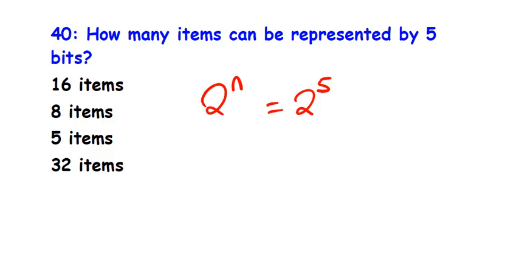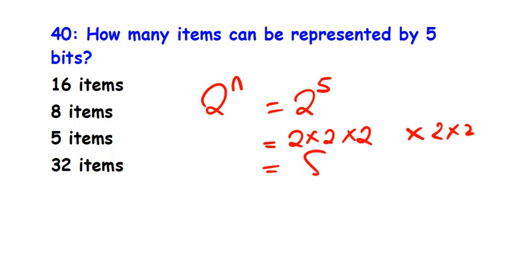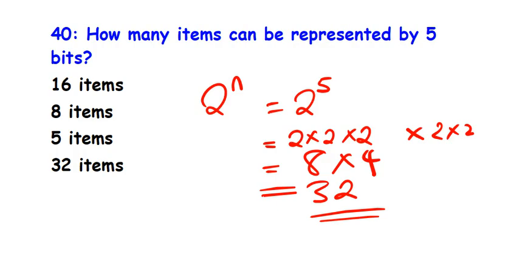Now how many combinations are you going to have? Let's do 2 multiplied by 2 multiplied by 2 multiplied by 2 multiplied by 2. 2 times 2 times 2 is 8, multiplied by 2 times 2 on the other side, which is 4. 8 multiplied by 4 is 32. So that is the number of items that can be represented by 5 bits. Those are the possible combinations.